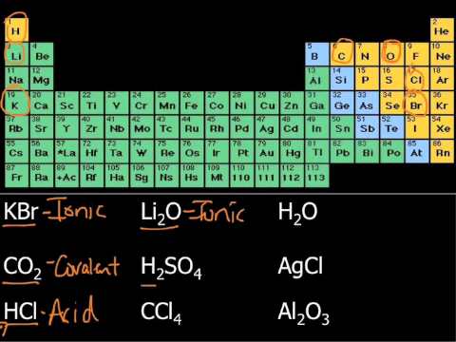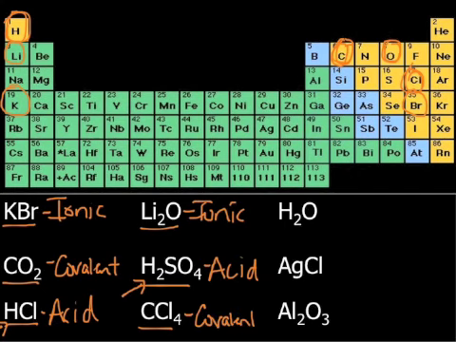Our next one, hydrogen, sulfur, and oxygen. Hydrogen's a nonmetal, but like we said, that's a special type. If it starts with hydrogen, then it's an acid. Our next example, CCl4, carbon nonmetal, Cl nonmetal, two nonmetals, covalent. Our next one, H2O, nonmetal and nonmetal. And like we said a minute ago, if it starts with H, it's an acid.